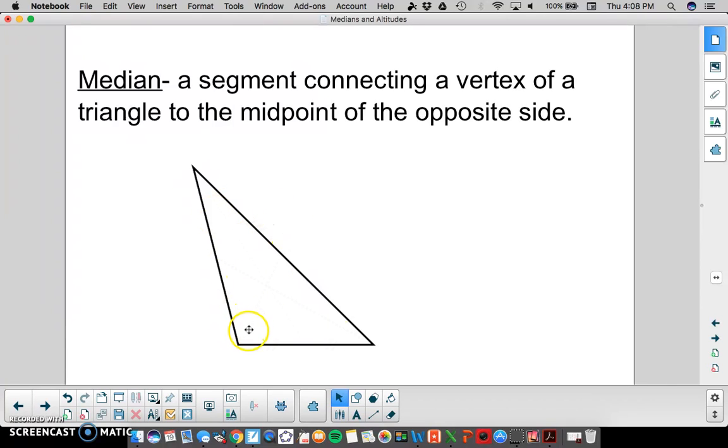So in this triangle here, an example of a median would be this red dotted line from the vertex to the opposite side's midpoint. We also have two other medians. The green and blue dotted lines are the medians from the other two vertices, and they do cut the sides in half.